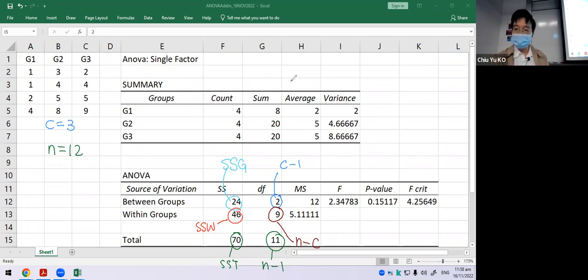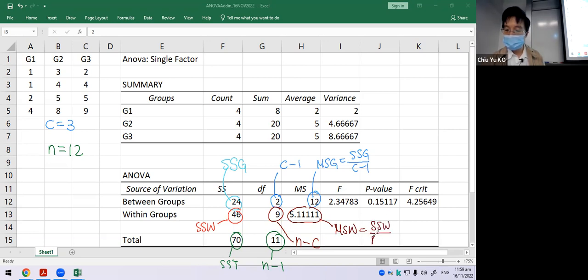Now what's next? Look at this one. Probably you can guess this is MSG. MSG is just SSG over C-1. So that gives you 12 over 2, where 12 is coming from 24 over 2. So it's basically column F over column G. Here we have the same thing. This is basically the MSW, which is SSW over n-C. So it's 46 over 9, which is 5.11.